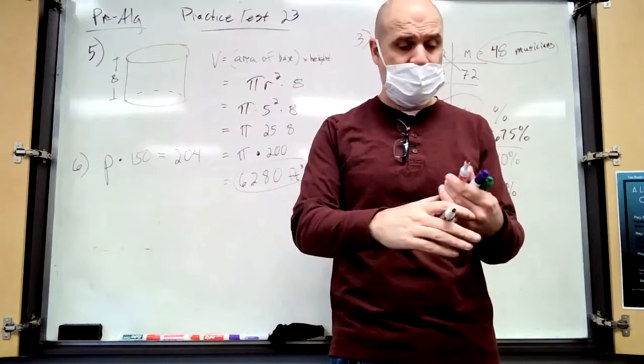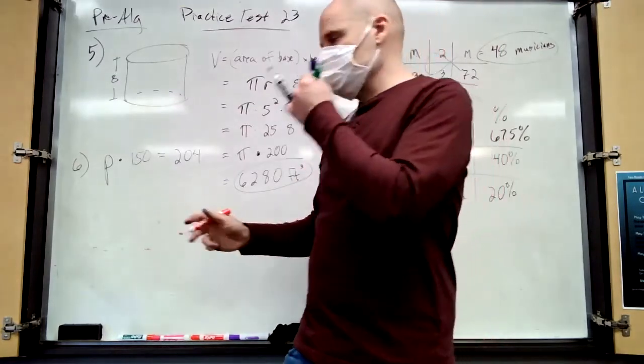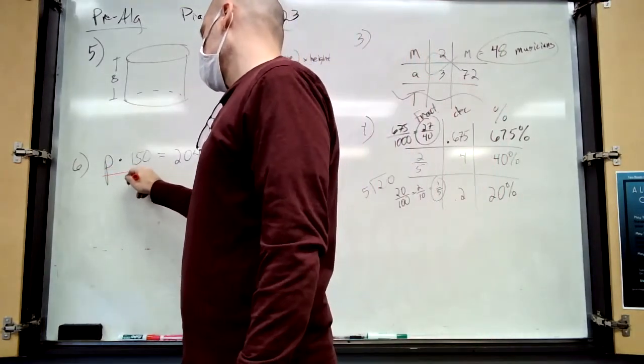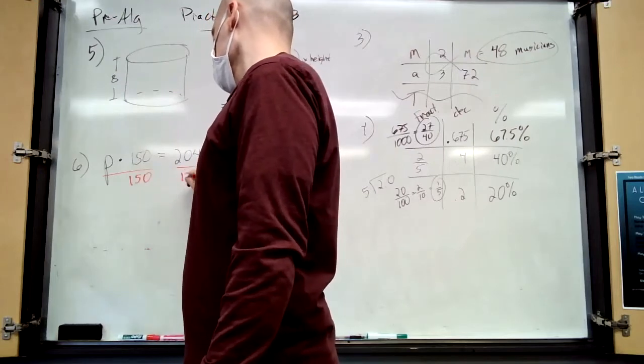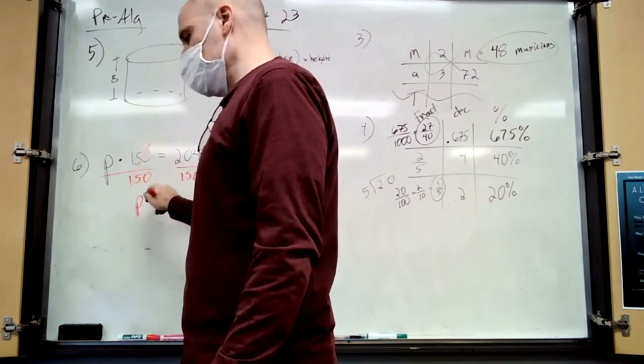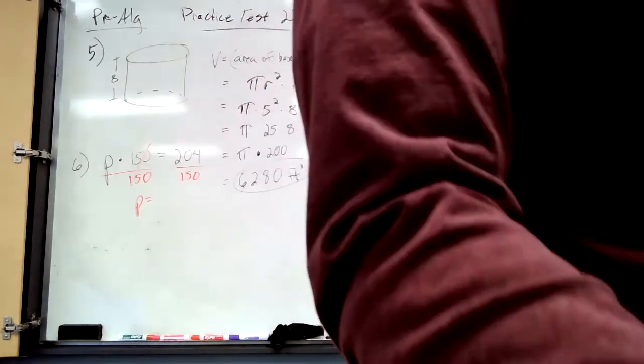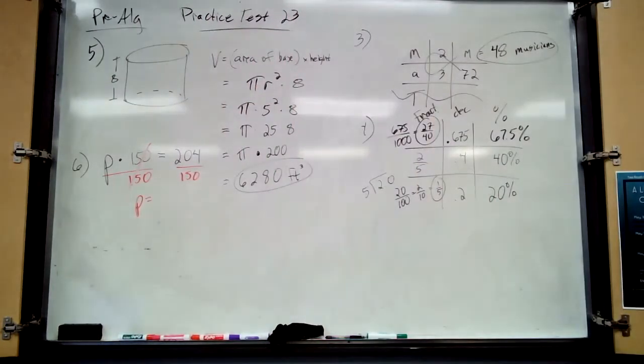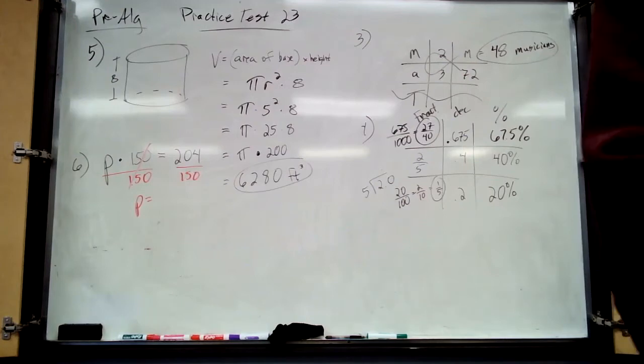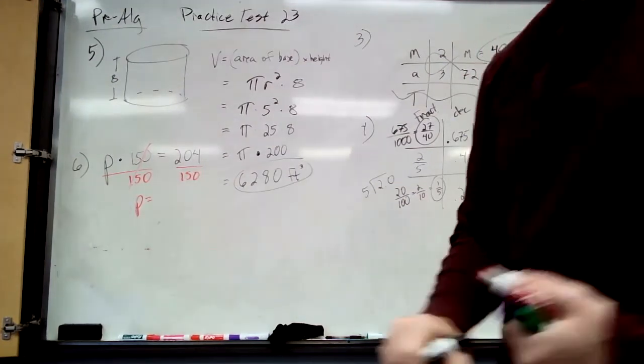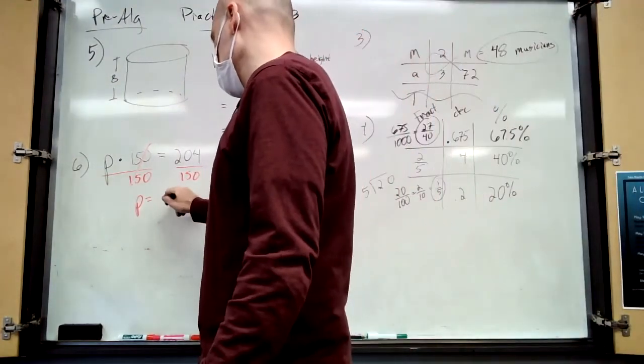How do you solve for P? You divide. Okay. So on my calculator, I'm going to do that. 204 divided by 150. That's 102 over 75.